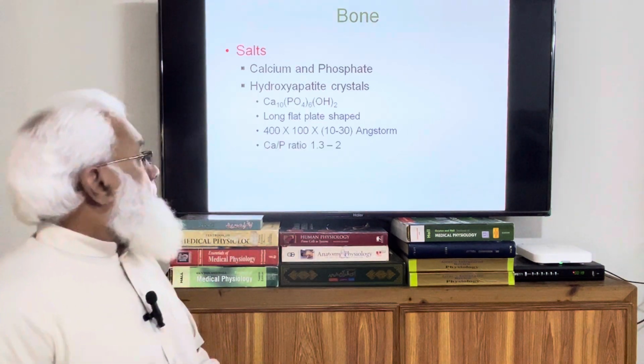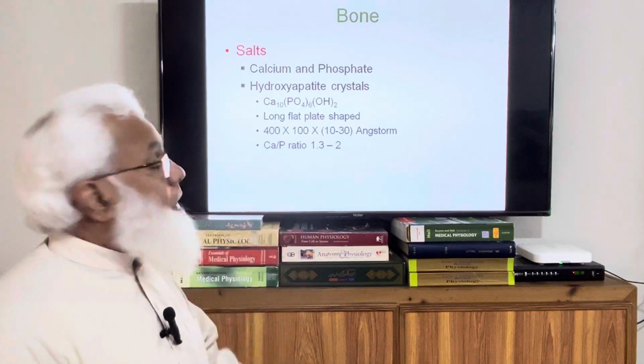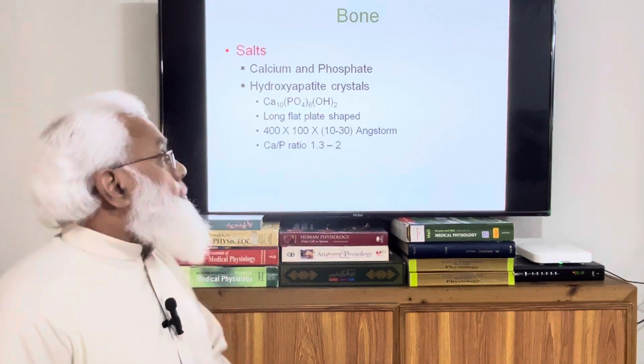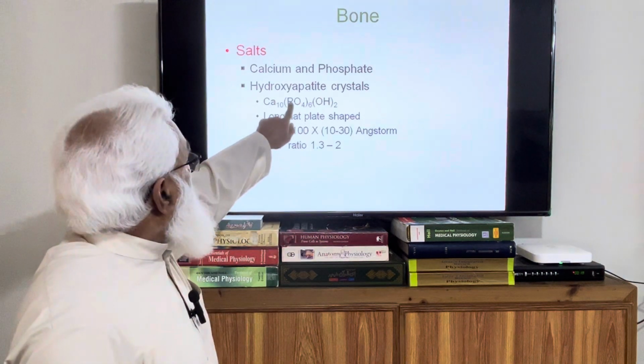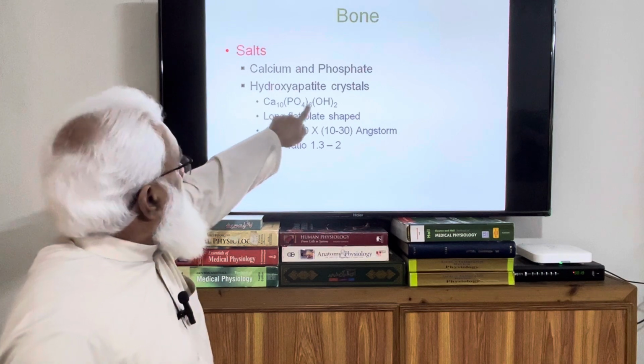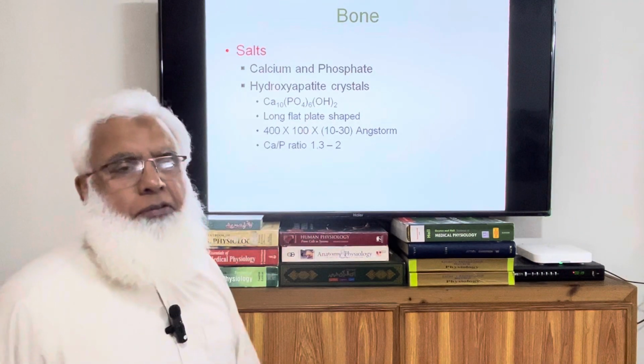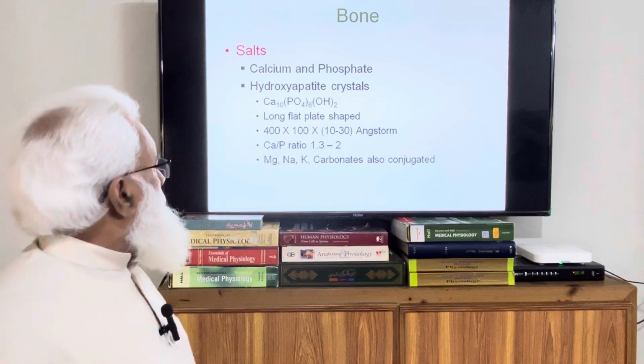The calcium to phosphate ratio in these crystals may range between 1.3 to 2. Calcium is 10 and phosphate here is 6, so you can calculate the ratio. It ranges between 1.3 to 2.